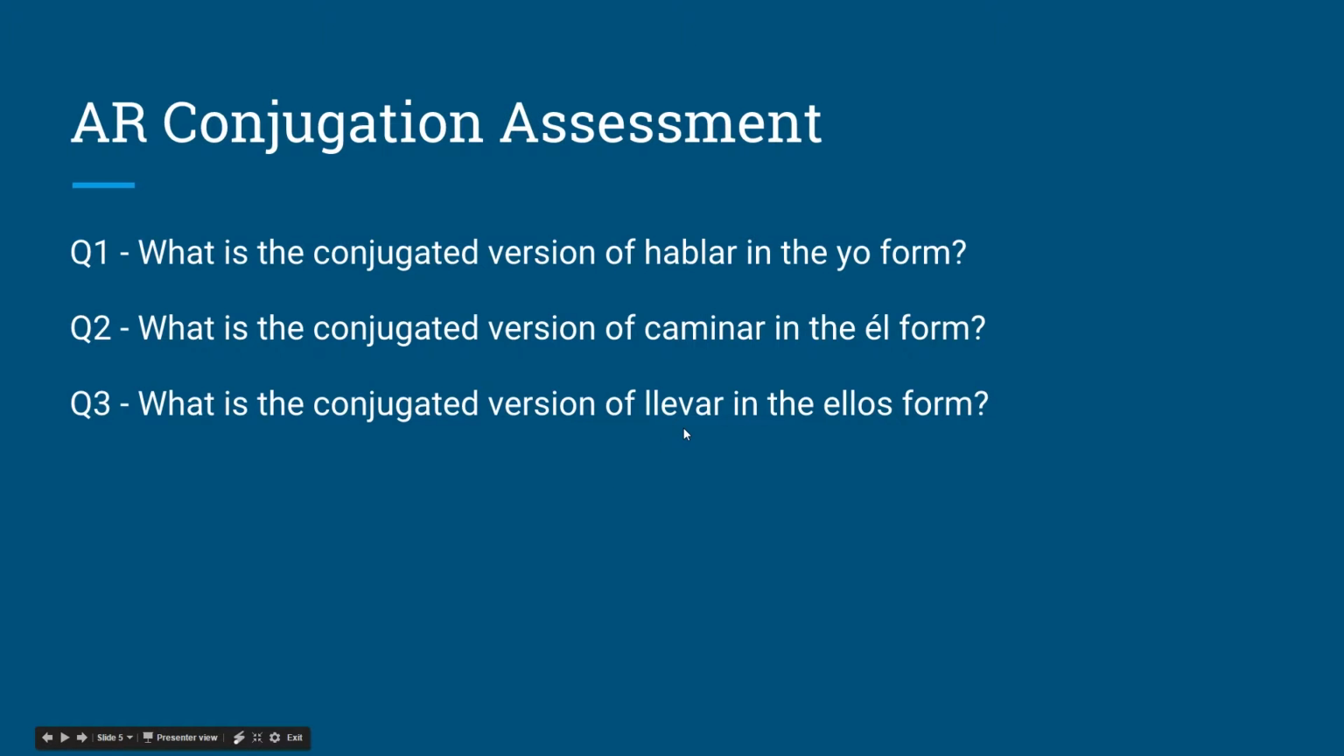Alright, the conjugation assessment. Question 1: What is the conjugated version of hablar in the yo form? Question 2: What is the conjugated version of caminar in the él form? And question 3: What is the conjugated version of llevar in the ellos form? You can pause the video so you have time to answer the questions.